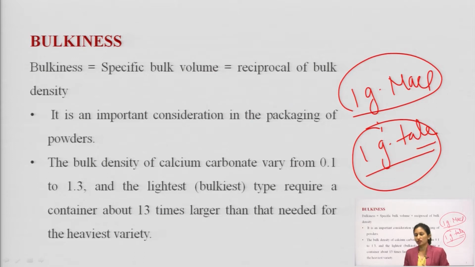For example, the bulk density of calcium carbonate varies from 0.1 to 1.3, and the lightest or bulkiest type requires a container about 13 times larger than that needed for the heaviest variety. Calcium carbonate exists in two varieties, one is the lighter form and the other is the bulkier form. So, the bulkier form will require a larger container as compared to the heavier form.